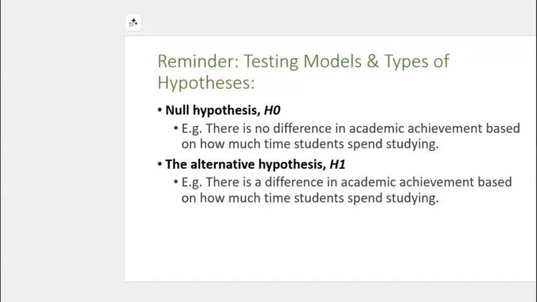Okay, I want to remind you of these testing models and the types of hypotheses. The null hypothesis means that there is no difference in academic achievement based on how much time students spend studying. And the alternative is that there is a significant difference in academic achievement based on how much time students spend studying. So this is in general how you construct your null hypothesis and then alternative hypothesis.